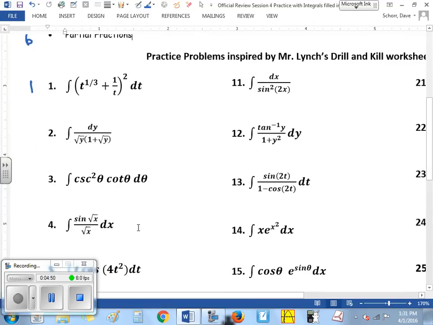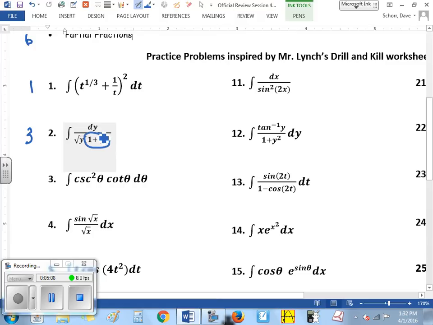Number 2, a bit of a tough call. 3, okay. This is actually a u sub problem. It might not be obvious at first, but it is a u sub problem. You would let this be your u, actually.